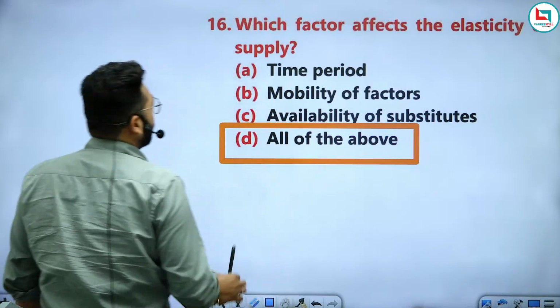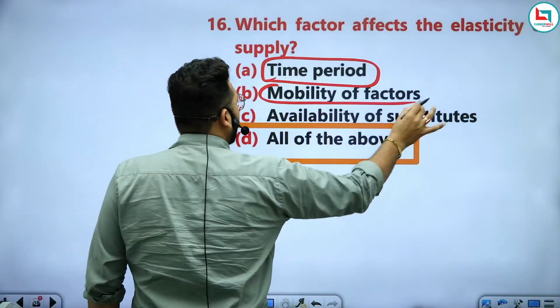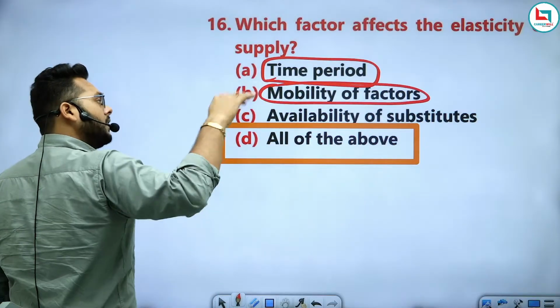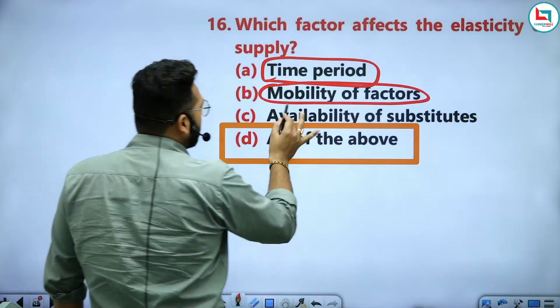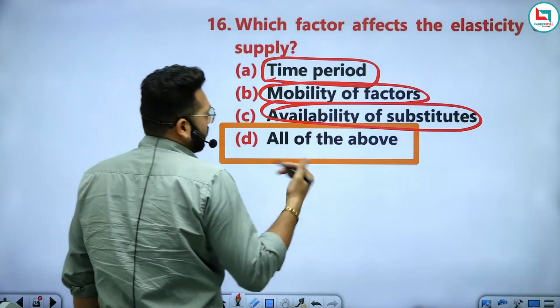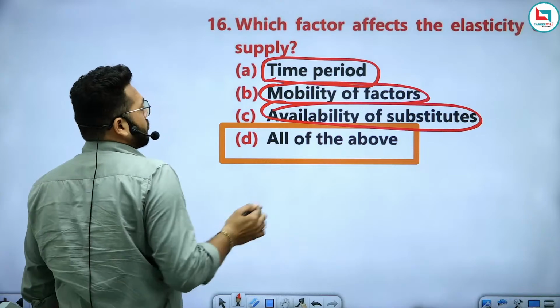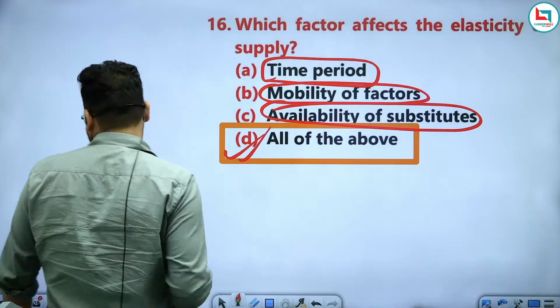As you all know, time period also affects the supply. Mobility of factors: as the factors change, supply also changes. Availability of substitutes: depending on how much the substitutes are available, the quantity supplied will also change. So this will be your right answer.